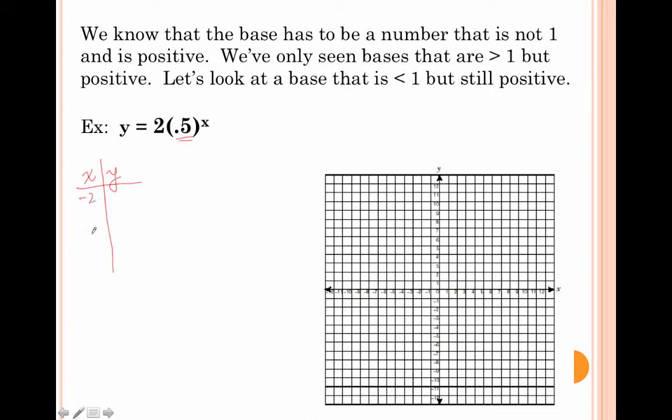So I've got -2, -1, 0, 1, 2. I've got the values 8, 4, 2, 1, and 0.5. You can plug these into your calculator and check to make sure these look okay. Negative 2, 8, negative 1, 4, 0, 2, 1, 1, and 2, 0.5. And what you'll see is, again, a graph where it's approaching the x-axis. It will actually never touch, and it will go infinitely high in this other direction. Okay?